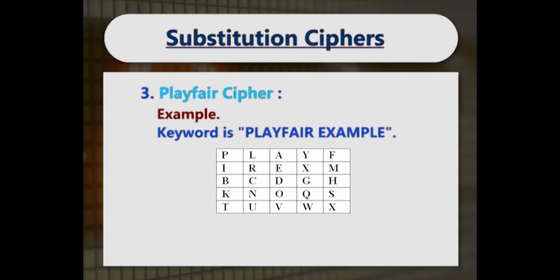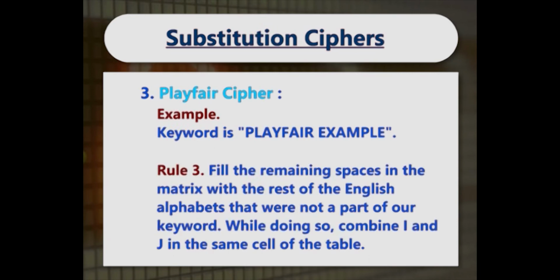Let us now evaluate what part of the keyword is covered in the first 2 rows. Our keyword is Playfair example. Our first 2 rows contain PLAYF and IREXM, which means only 3 letters are left, that is P, L and E. But P, L and E are duplicates and are already included in the first 2 rows. Therefore, all of our keyword alphabets are covered now. Hence, here we would consider rule 3. The rule says that the remaining part of the matrix should be covered with alphabets from A to Z that are not covered so far.